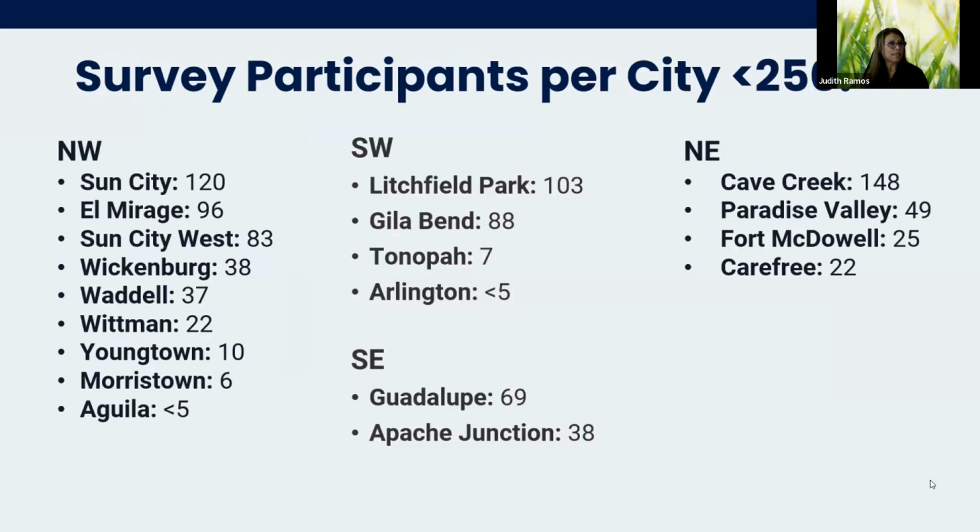So here is an example of the cities that weren't able to make it in the Southeast. It's Guadalupe, which had 69, and Apache Junction, 38. In both these situations, it did not have anything to do with your city not being active or not wanting to support or be a portion of it. It's that Guadalupe is also a portion of Tempe, and so some refer to you as Tempe, not living in Guadalupe. And in Apache Junction, the area was so small that even if we'd gotten everybody in that area, you still wouldn't have reached the 250 that are required.